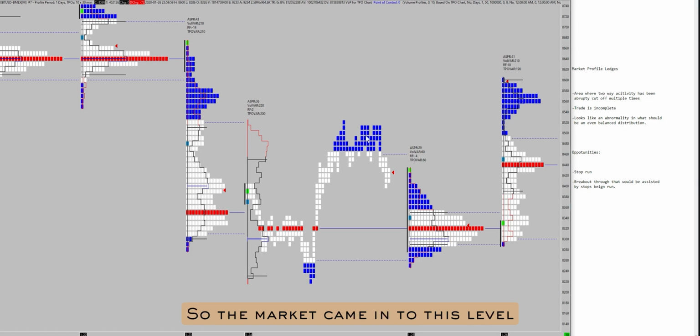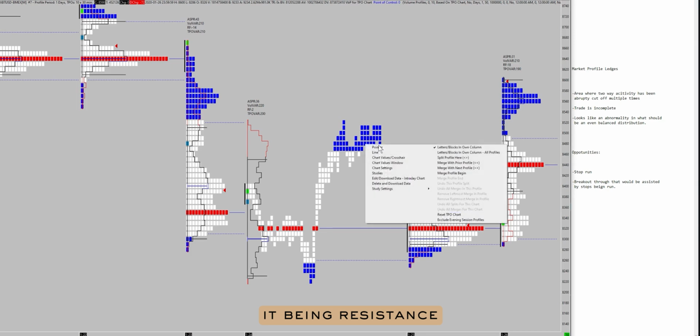So the market came into this level for 1, 2, 3, 4, 5, 6 periods, so 6 rotations up towards this. Obviously, we didn't spend the same amount of time in each one of these, but this is where trade was abruptly cut off for those periods. What it shows us when we're looking at a profile is the immediate sign of where support or resistance was, in this case, it being resistance.